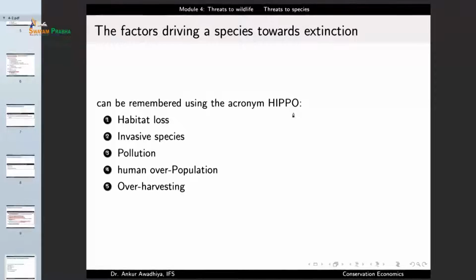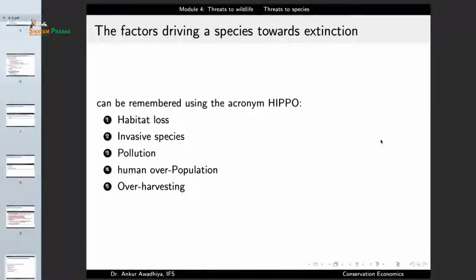The next O is overharvesting. Overharvesting is harvesting beyond the capacity of a system. In a number of cases, we have seen that in a forest, you may have a commercially important species, say a shrub or a herb that has medicinal properties. If humans were to extract this herb or shrub in a sustainable manner, they would take out some individuals and let others remain so that the next generation comes up.